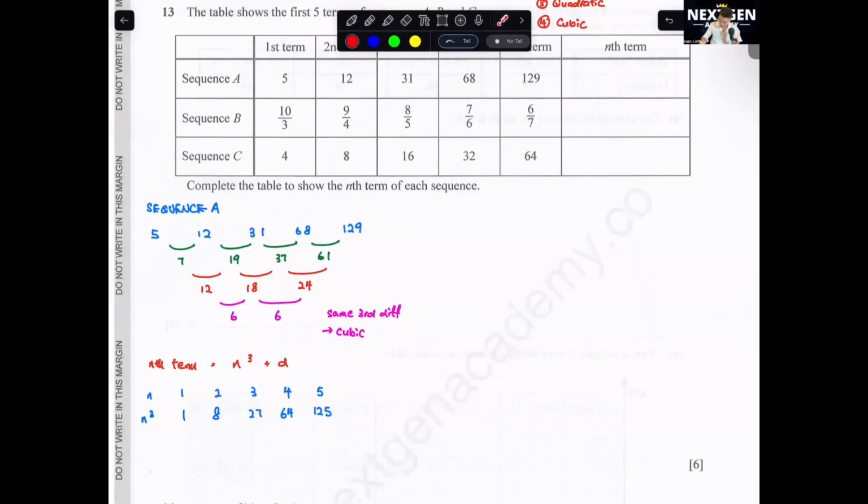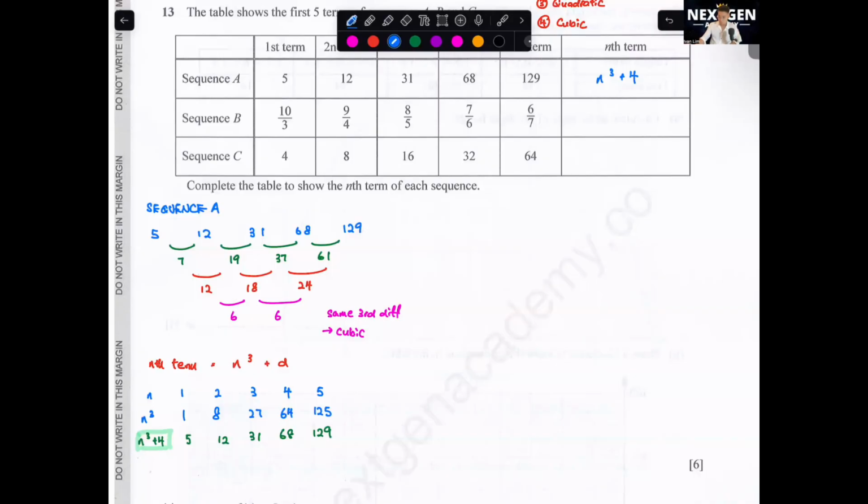Got anything related or not? You see 1 to 5, 8 to 12, 27 to 31, 64 to 68, 125 to 129. Can you all see the difference here? It's just plus 4. n cubed plus 4, we will get 5, 12, 31, 68, 129. This is your final answer. Can you all see how easy it is to do this? Normally, this is how an IGCSE paper will come out if a cubic sequence comes out.